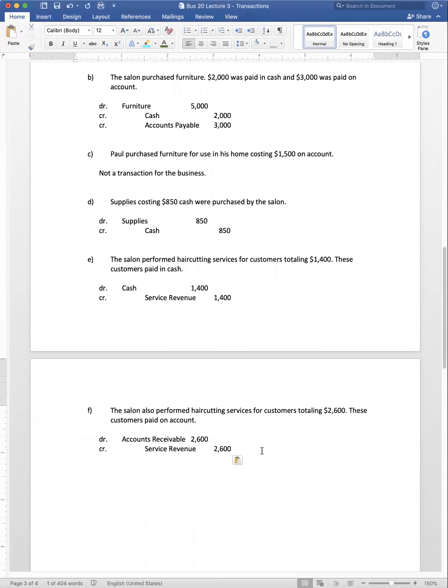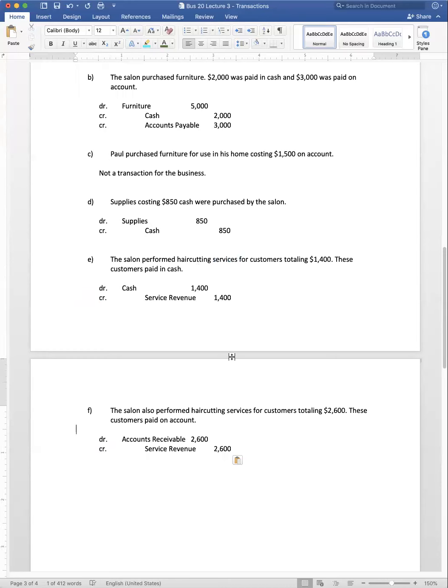All right, now the rest of this transaction, the service revenue is exactly the same because the same thing is happening in E and F. They're performing services for customers. So we're still going to see an increase or a credit to service revenue. Right? So let's repeat. The service revenue is credited because we did work for customers. We performed services.